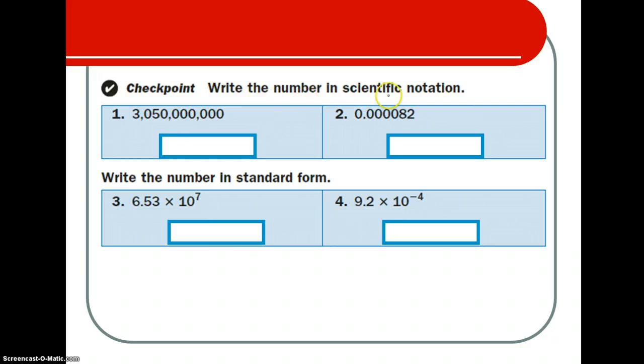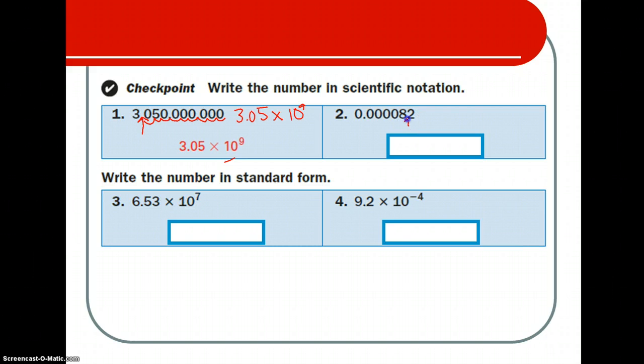Please pause the video and try 1 through 4. If you want to go through product form, you may, but you don't need to. Number 1, the decimal point is going to go between the 3 and the 0. Let me write it down first. You don't need any other zeros that are at the end. What you do need to do is count the spaces, because it's 3.05 times 10 to the, well, we started at the end, 1, 2, 3, 4, 5, 6, 7, 8, 9th power.